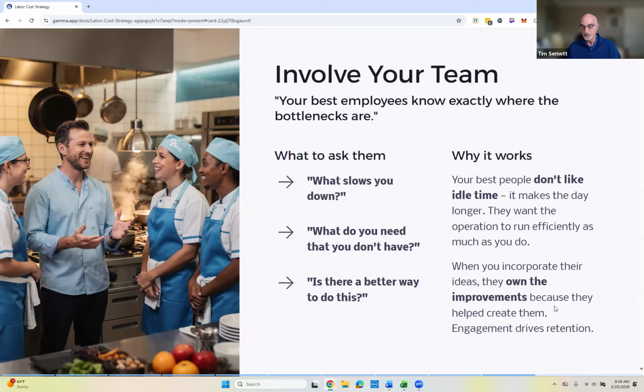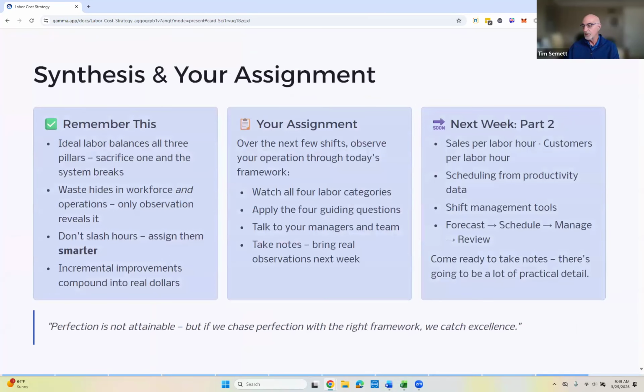Engagement drives retention. Okay, let's boil this down. Let me tie this all together. Ideal labor stands on 3 pillars: guest experience, employee experience, and a profitable outcome. You cannot sacrifice one without the whole system breaking down. Labor waste hides in your workforce and in your operations, and the only way to find it is with focused observation. Slow down, watch, ask the hard questions, involve your team. You don't need to slash hours. You need to assign them smarter.